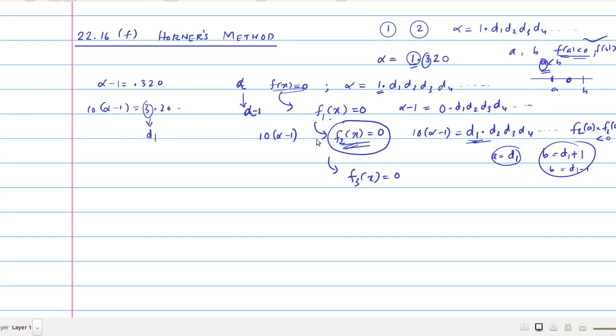ഇതിന്റെ റൂട്ട് എന്തായിരുന്നു? അതിൽ നിന്ന് 3 മൈനസ് ചെയ്യണം. 10 ആൽഫ മൈനസ് 1 ആയിരുന്നു ഇതിന്റെ റൂട്ട് എങ്കിൽ അതിൽ നിന്ന് 3 ഡിമിനിഷ് ചെയ്യുന്ന തരത്തിൽ പുതിയൊരു ഇക്വേഷൻ നമ്മൾ ഫോം ചെയ്യണം. എങ്ങനെ ഫോം ചെയ്യാമെന്ന് നമ്മൾ ഇത് കഴിഞ്ഞ് പറയും.